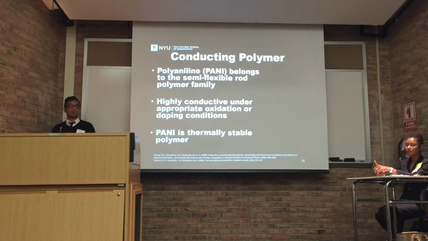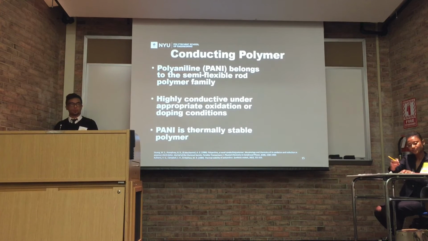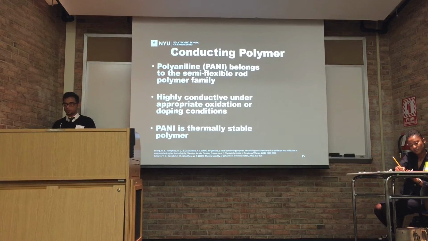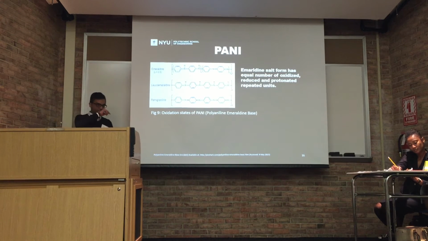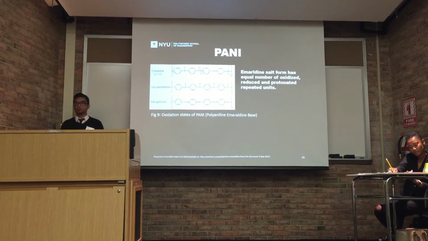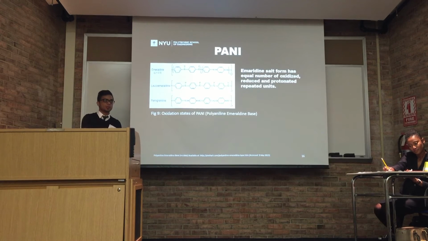And since we are dealing with PCR conditions, so we are manipulating the temperature, it's very good that polyaniline is also a thermally stable polymer. It exists in 3 states, but the state that we are focusing on is the emeraldine salt form, mainly because that form has conjugated bonds, which allows it to be conductive.